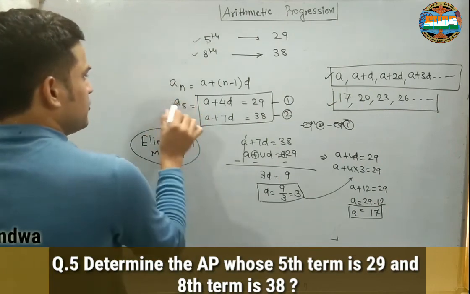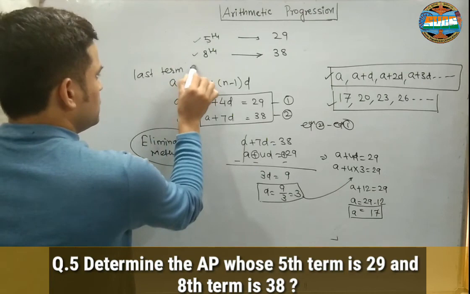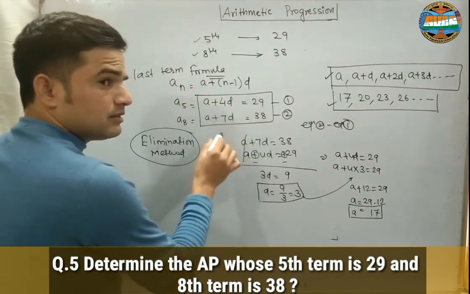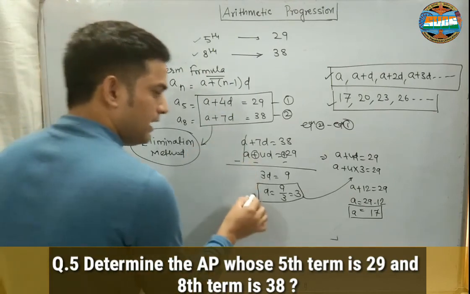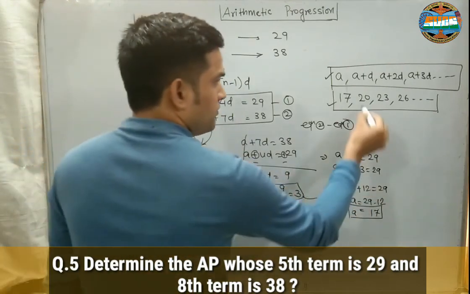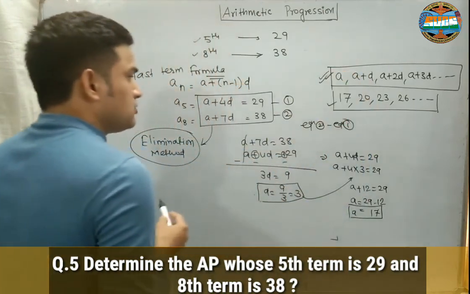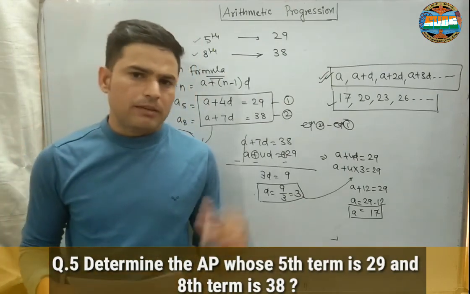Using the last term formula, we can find two equations. Then we use the elimination method to find A and D, and we obtain the AP by the AP formula. So today we discussed the questions on AP.